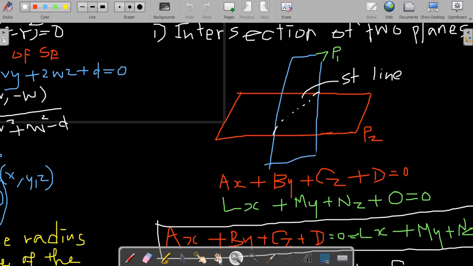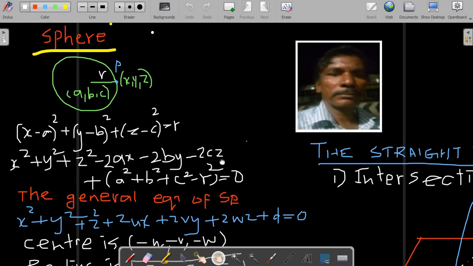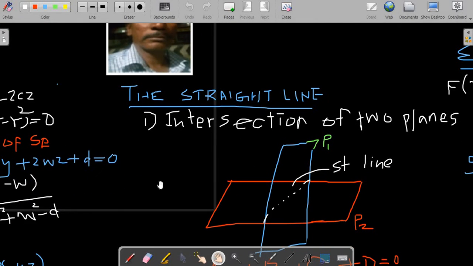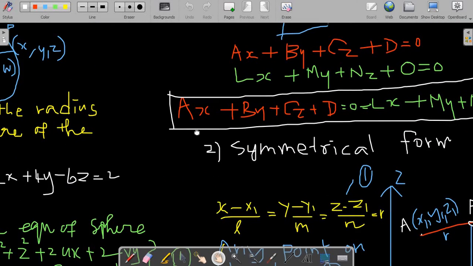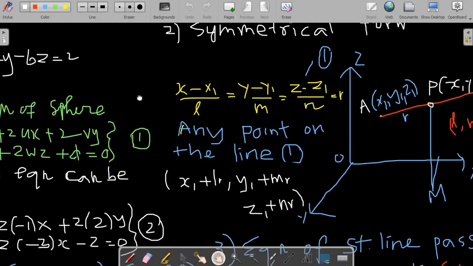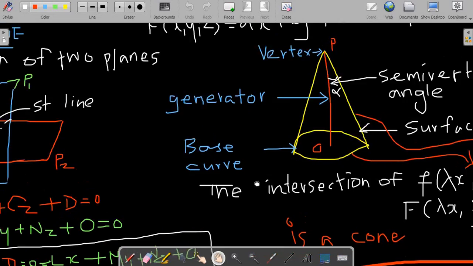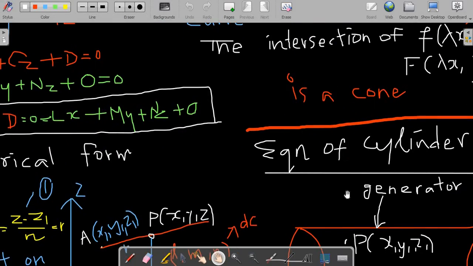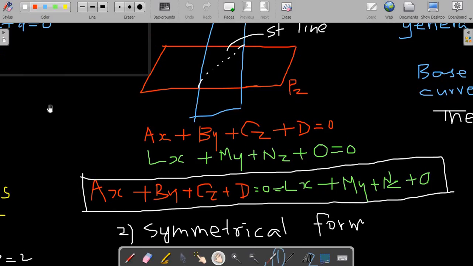Now look at that. This is what we say a sphere. So sphere, that's what we are going to do. Afterwards we are going to study about the straight line, and then the symmetrical form. So many forms are there in straight line, am I correct? Then afterwards we are going to study the cone equation, then at last the cylindrical equations. These are what we are going to discuss.